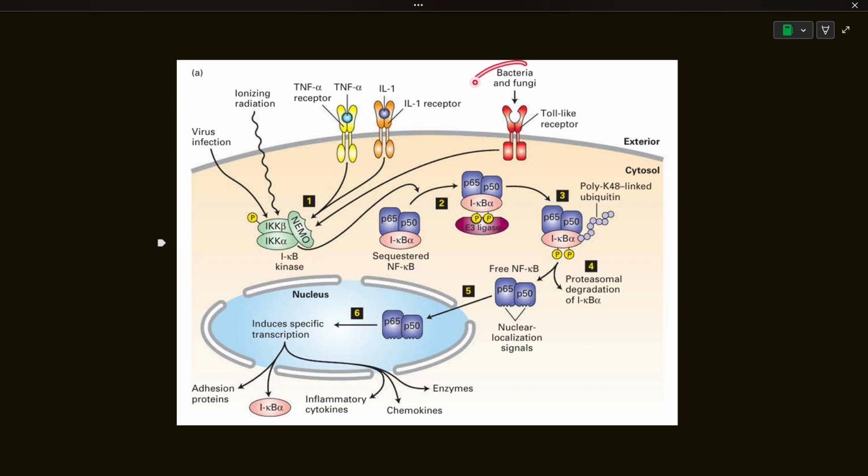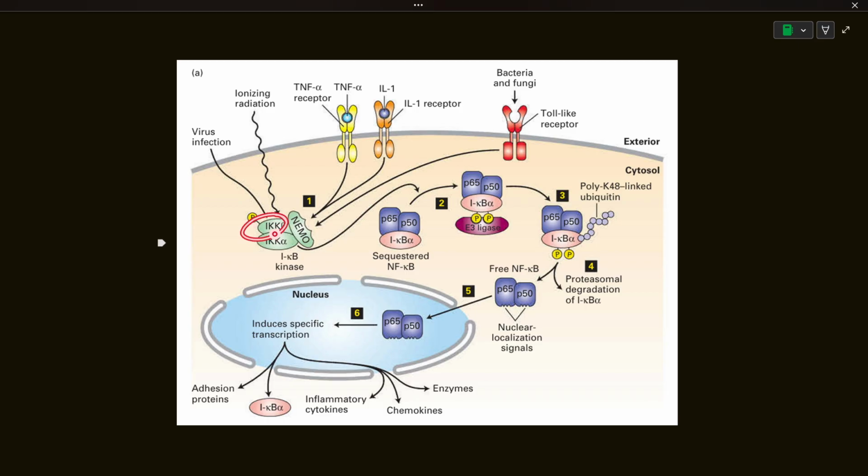So when there is bacterial or fungal infection, toll-like receptors are going to get activated, which are going to downstream activate this 3 protein complex. Or the TNF alpha can also activate this pathway. IL-1 receptor can also activate this pathway, or the other stress conditions such as ionizing radiation or viral infection. All of them are going to activate this 3 protein complex, and that is why the inhibitor kappa B kinase beta, this beta subunit, is the converging point for all of those extracellular signals.